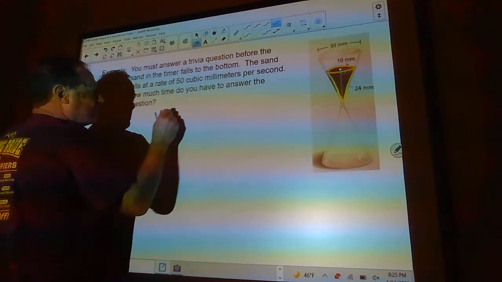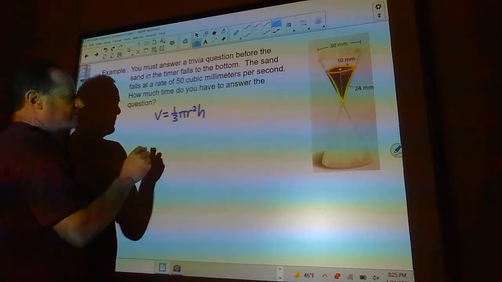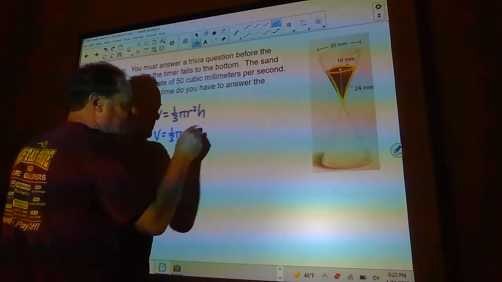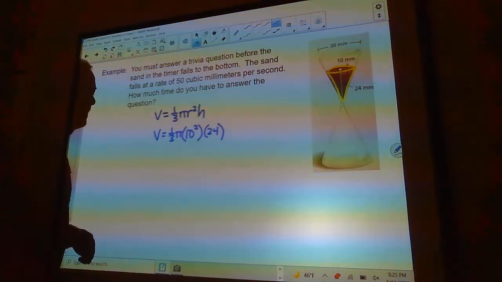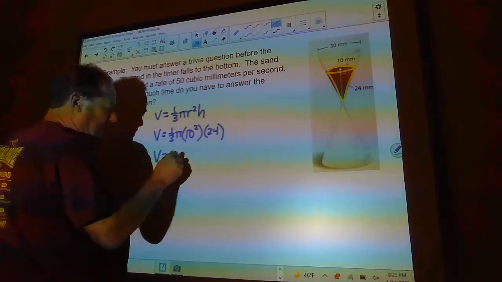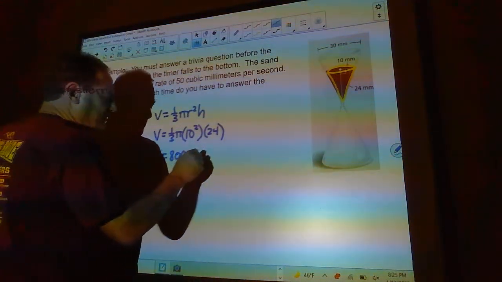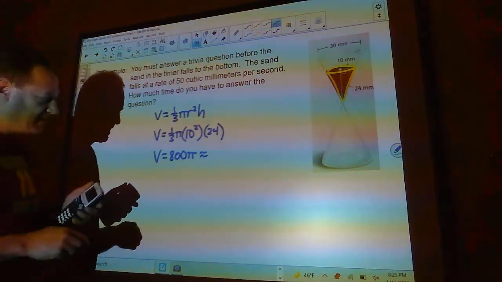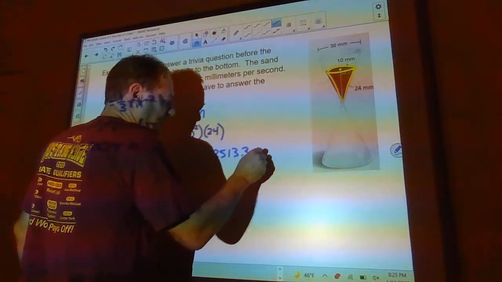Okay, so volume is 1/3 pi r squared times the height. So r is 10, so this is 10 squared, and the height is 24. All right, 1/3 of 24 is 8. 8 times 100, the volume is going to be 800 pi cubic millimeters. Okay, so that's approximately, 800 pi is about 2,513.3 cubic millimeters.